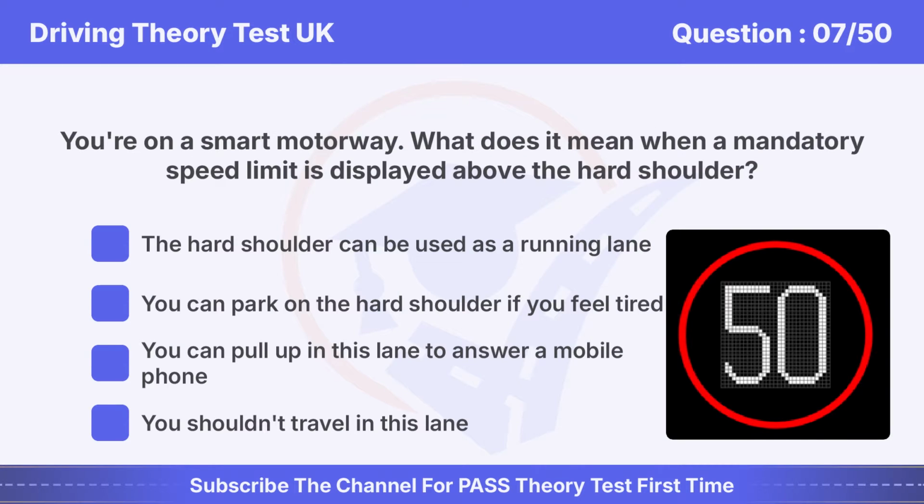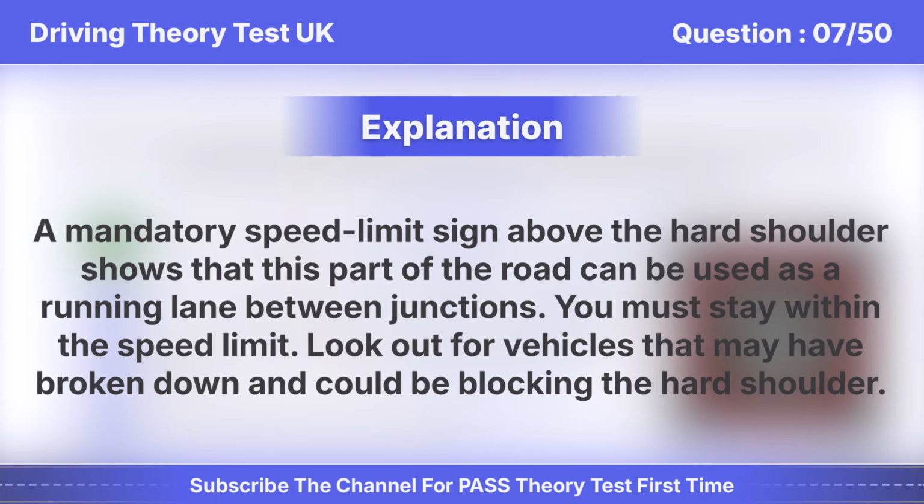Question 7. You're on a smart motorway. What does it mean when a mandatory speed limit is displayed above the hard shoulder? Answer is A. The hard shoulder can be used as a running lane. A mandatory speed limit sign above the hard shoulder shows that this part of the road can be used as a running lane between junctions. You must stay within the speed limit. Look out for vehicles that may have broken down and could be blocking the hard shoulder.